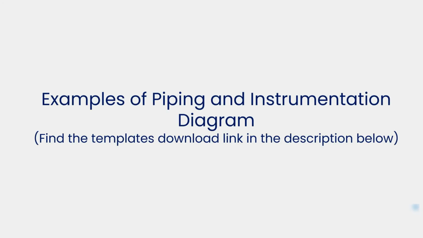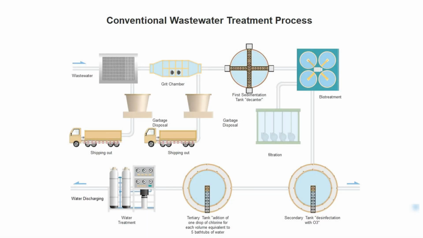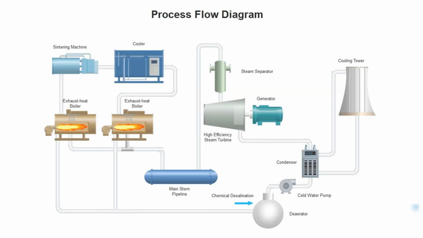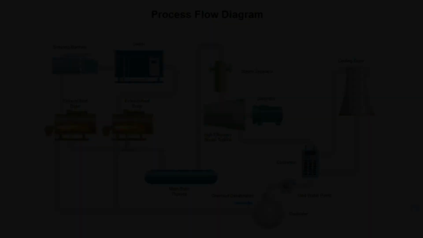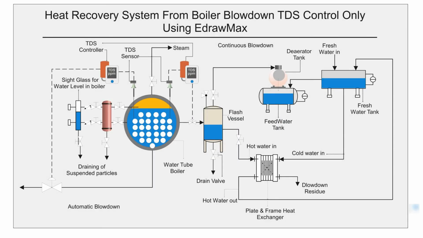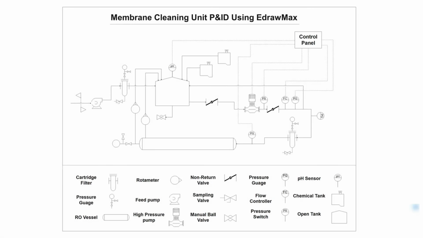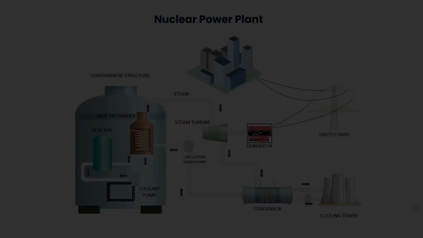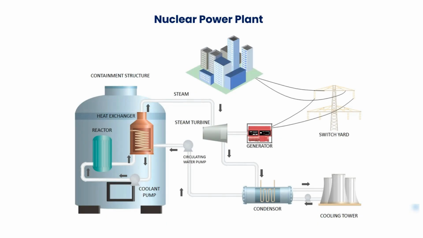Now let's look at some examples of piping and instrumentation diagrams. This is a conventional wastewater treatment process. Here's a process flow diagram, a heat recovery system, a membrane cleaning unit, and a nuclear power plant.